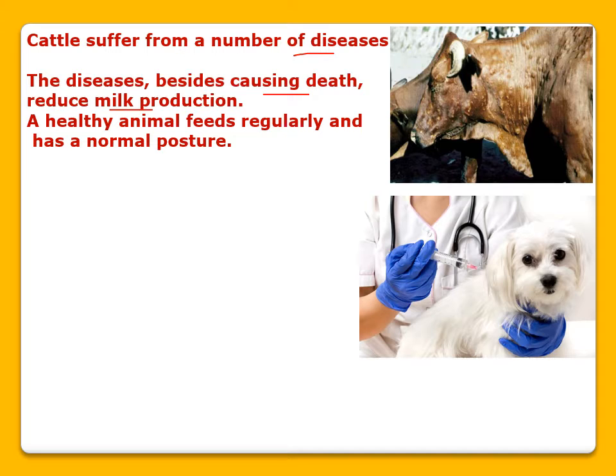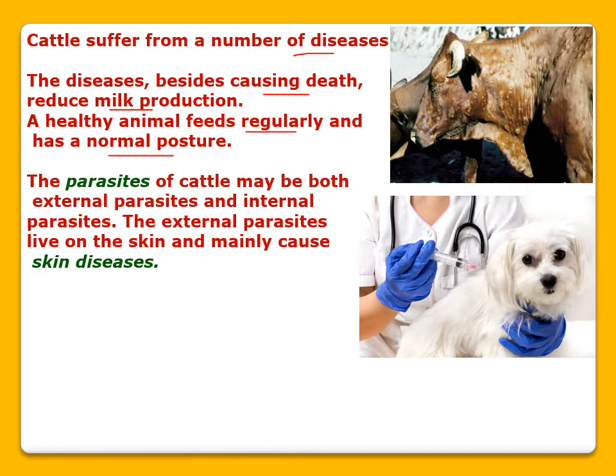A healthy animal feeds regularly and has a normal posture, while an animal that has disease does not eat properly, and sometimes we can see that they are having some pain also. And the parasites of cattle are a reason for the disease, and the parasites of cattle may be of both types, external and internal.